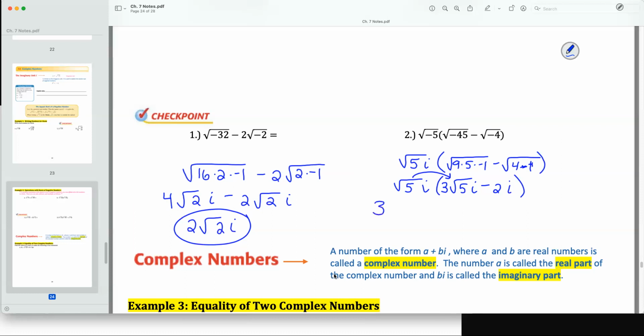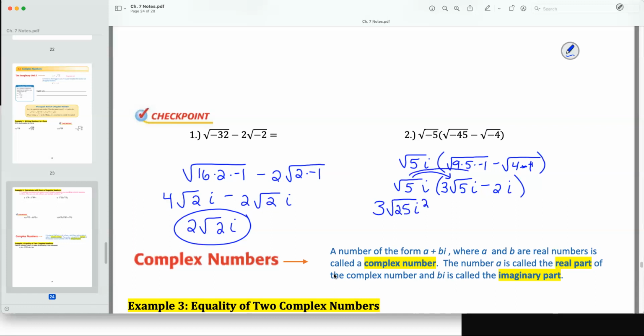1 times 3 is 3, so I'm going to have a regular 3 on the outside. The square root of 5 times the square root of 5, I'm sure you already know this, it's just going to equal 5, but I'm going to show you that you can still use the same rules as before. You can multiply the radicands together. The square root of 5 times the square root of 5 is the square root of 25, and then i times i is i squared. I'm going to simplify that later, but here's what I get when I multiply the first terms.